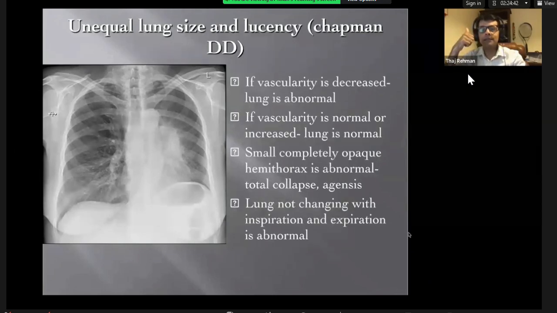And the other differential that Chapman gives is that a small, completely opaque hemithorax is always abnormal. The differentials are total collapse, pulmonary agenesis, and I will add pneumonectomy to it.